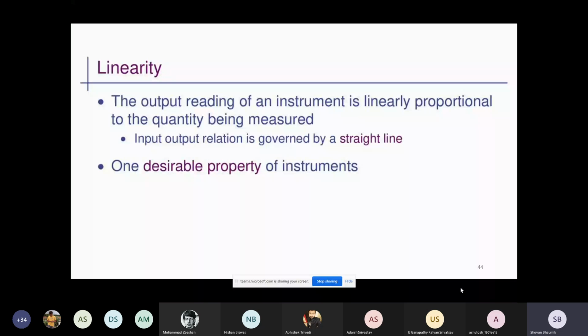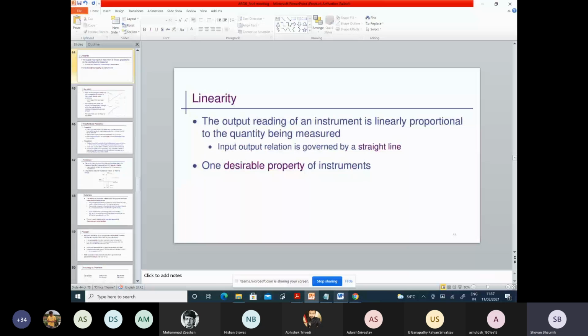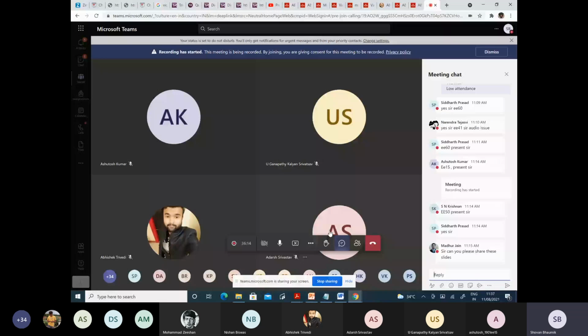Now tell me if you have any query. No query still? Oh, it's surprising. So am I audible, right? I'm not speaking blankly. Okay, let's move to the next point.